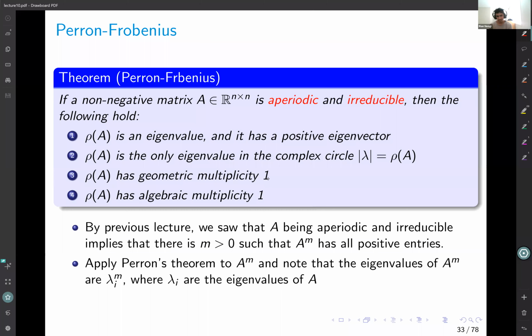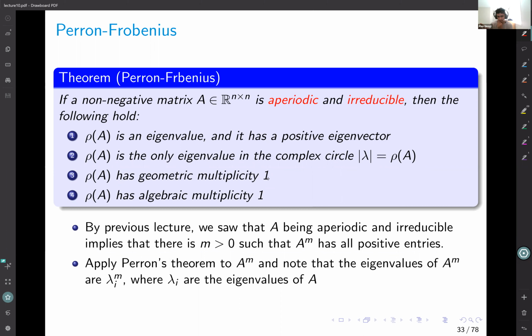So if I understood correctly, aperiodic is like the diagonal entries are non-zero, and irreducible is like the off-diagonal entries are non-zero. No, no. It's much more complex than that. Aperiodic just means that if you look at the directed graph and you look at all the paths from one vertex to another, the GCD of the lengths of all of those paths is going to be 1. So I'm saying there exists m such that A raised to m has positive diagonal entries.